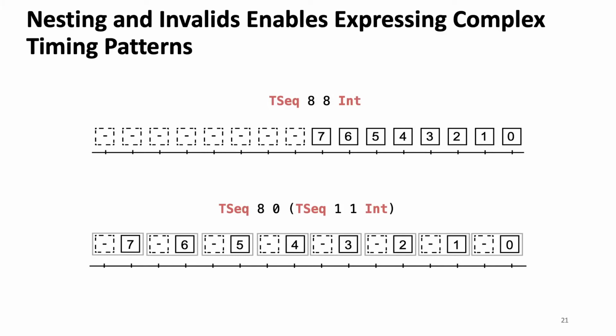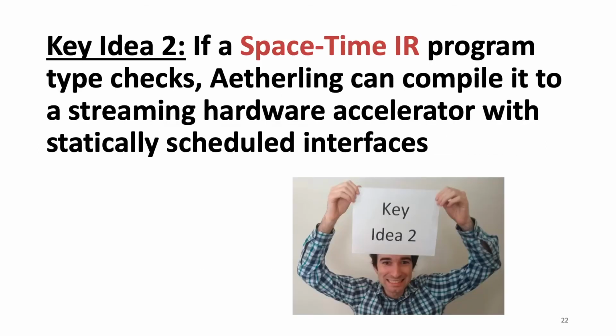For example, at the bottom here, I showed that by nesting 2 tseq types, Aetherling can describe a repeated pattern of 1 valid clock followed by 1 invalid clock. Thus, composition of space and time types enables Aetherling to statically encode a wide range of circuit interfaces. Clearly, if we can perform this encoding with types, then checking a circuit's timing behavior reduces to type checking. This is our second key idea. If a program type checks, Aetherling can compile it to a streaming hardware accelerator with statically scheduled interfaces.